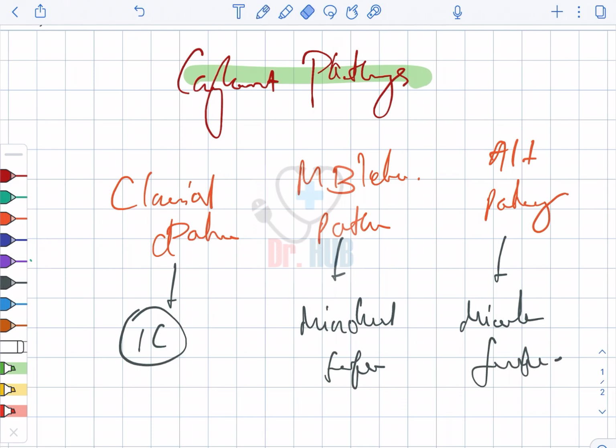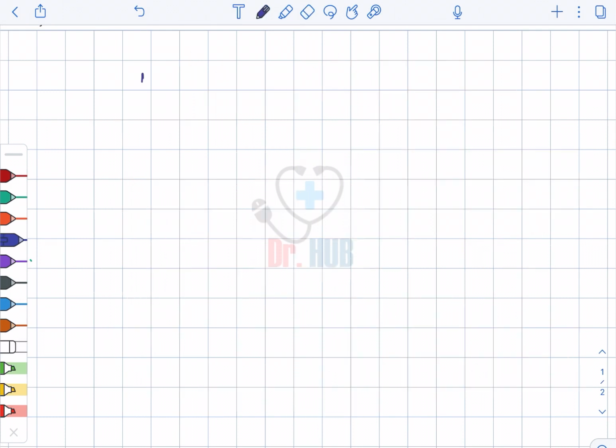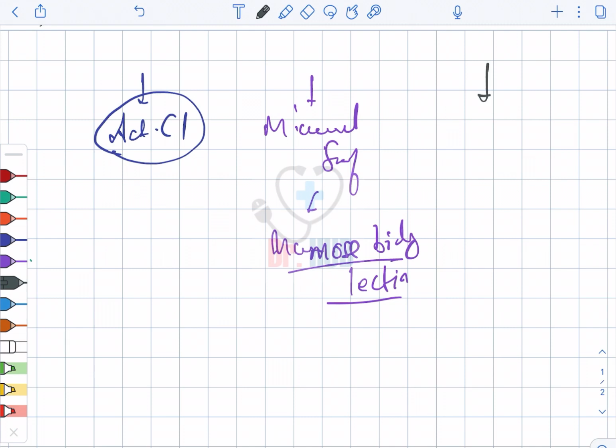Moving ahead, the classical pathway leads to the immune complex, and this immune complex leads to the activated C1. Next, the MB lectin pathway leads to the microbial surfaces, and this leads to the mannose binding lectin. Whereas the alternative pathway leads to the microbial surfaces, and this leads to C3.